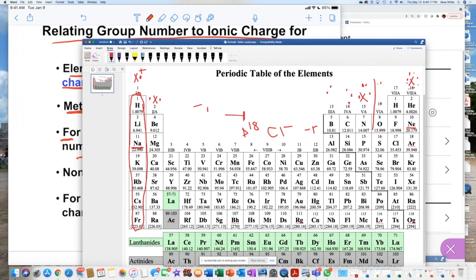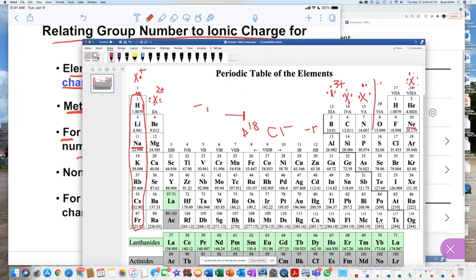Okay, the ones in group 2, because the outermost electrons are 2, they can be lost. They form a charge of plus 2 or 2 plus, either one. The ones in group 3, because they have 3 electrons, tend to form a charge of plus 3 or 3 plus. Remember, group 4 is surrounded by 4 electrons. It can't lose all 4 electrons, so it cannot form plus 4.